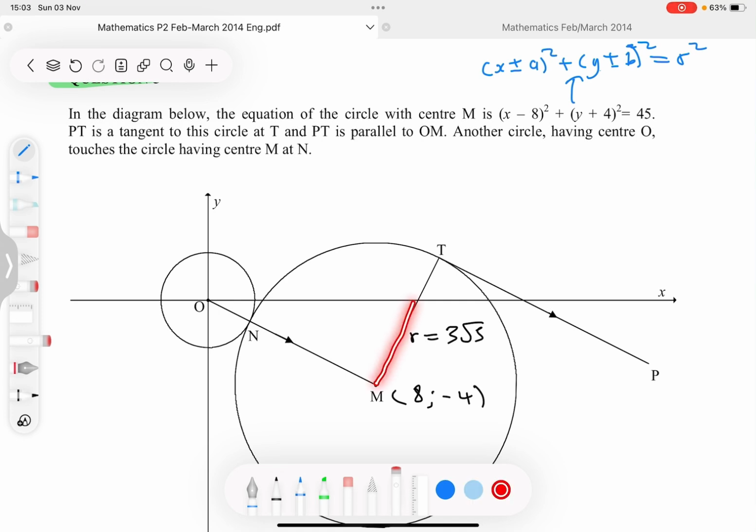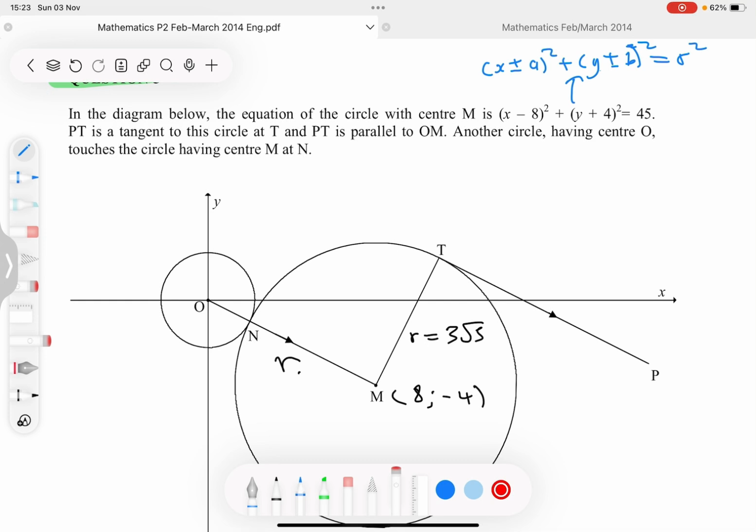And we can see that from here to here is the center. From here to here is the center. It means also here, this is r. Right. The question continues to say PT here is a tangent to this circle at point T. And the same line PT is parallel to OM, right? So those two lines are parallel, hence we have those arrows there as well.